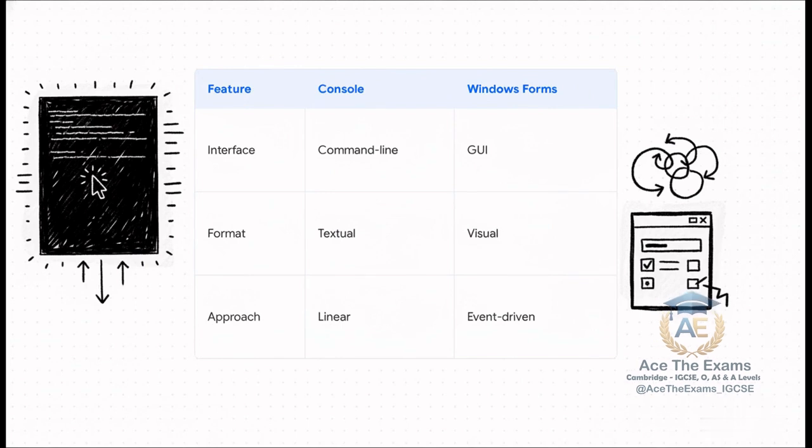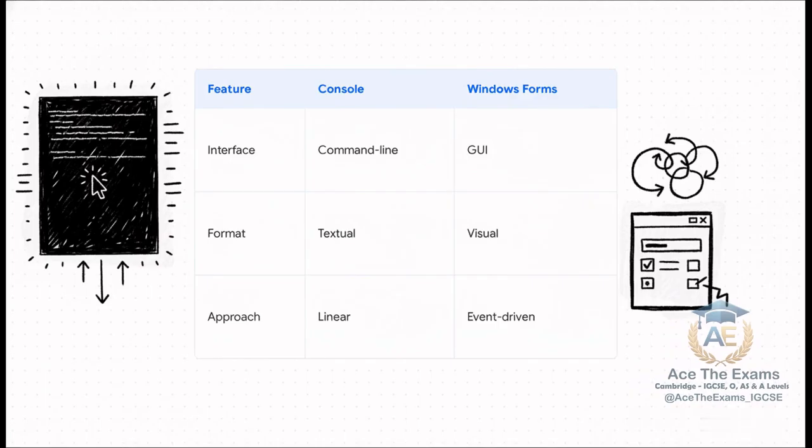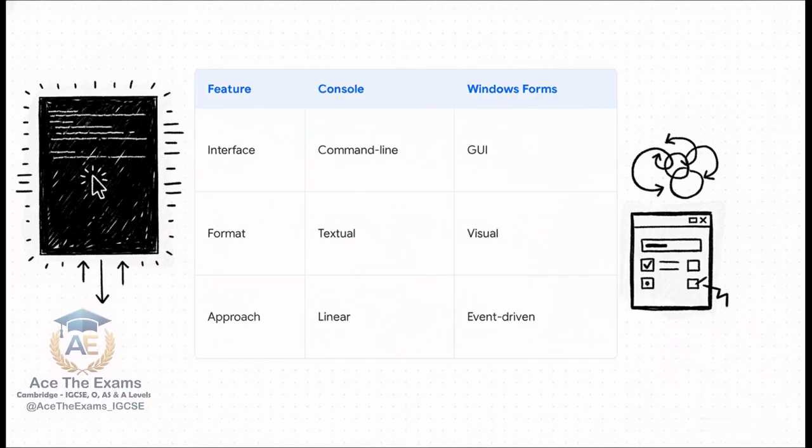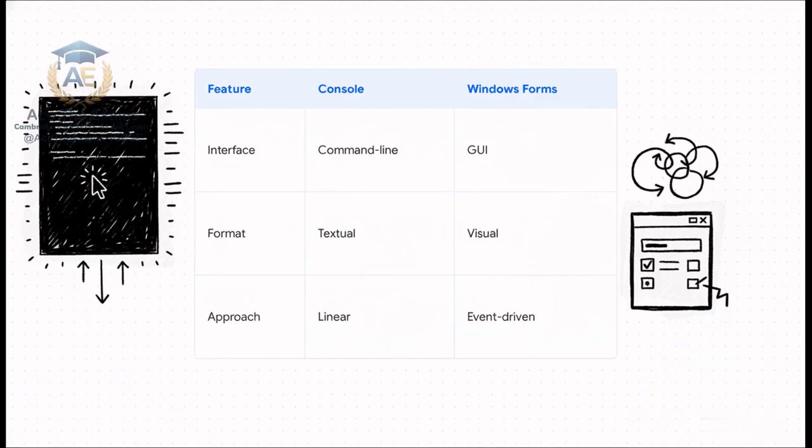All right, let's break down the fundamental differences between these two application philosophies. On the left, we have the console application. It uses a command line interface, which means it is entirely textual. It's totally uncluttered by graphics or complex user interactions. That makes it a fantastic, focused environment for working purely on raw programming logic and algorithms.